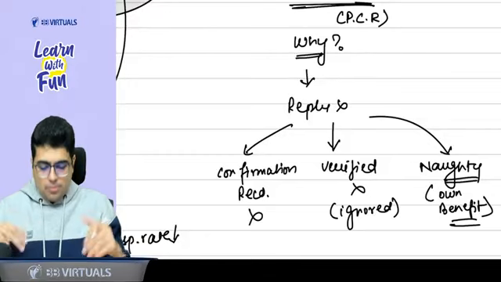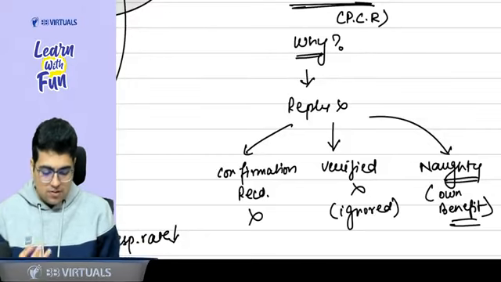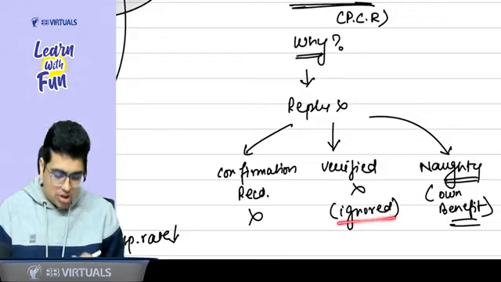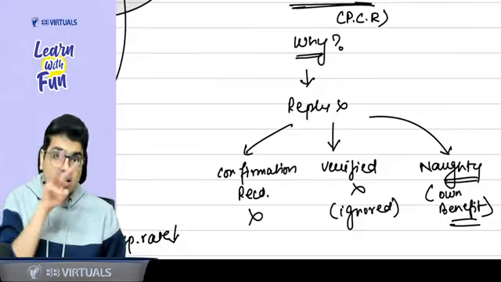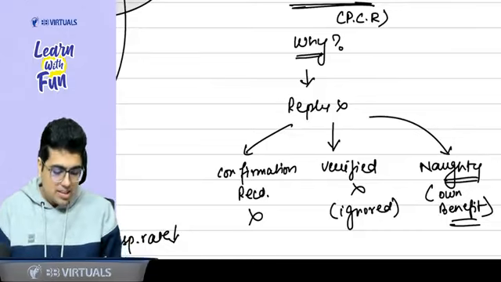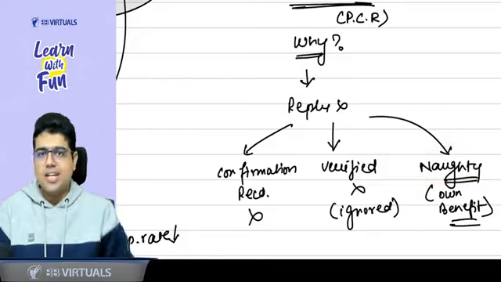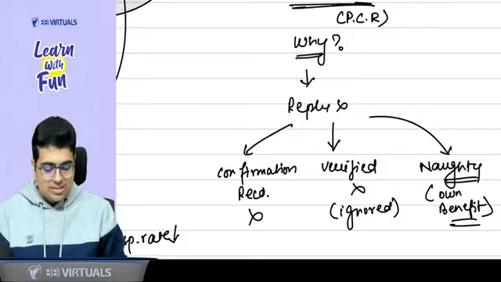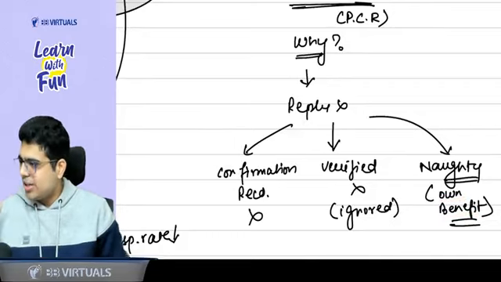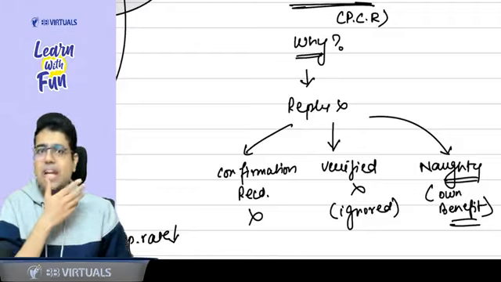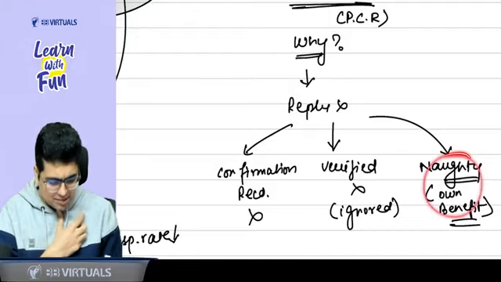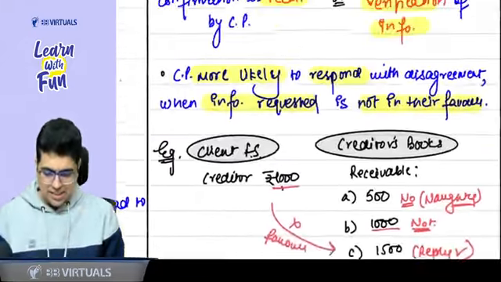Second thing, you may not get the reply if the other party has not verified the information. They have ignored your confirmation request. And the third case is they may not reply if the other party is naughty. Sir, naughty means they reply only when it is to their own benefit, otherwise they are not replying. Sir, we did not get this point. Please understand with an example.